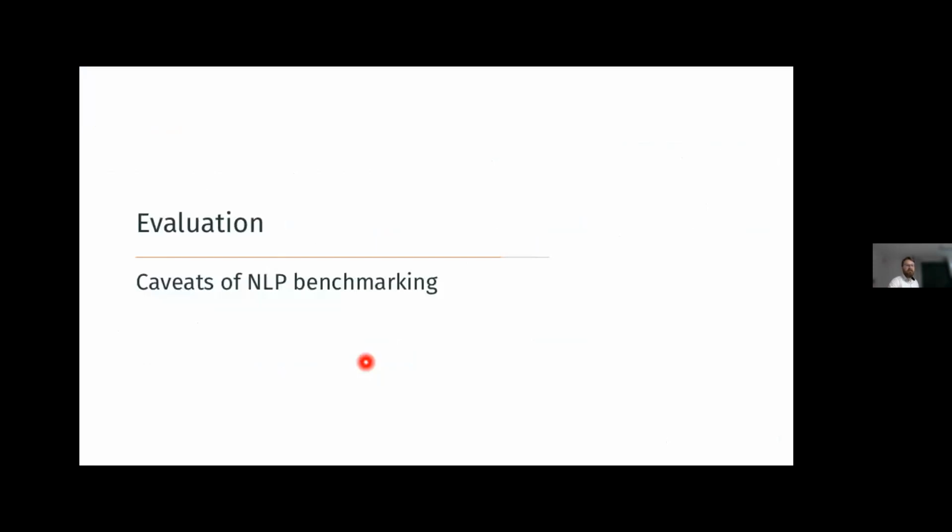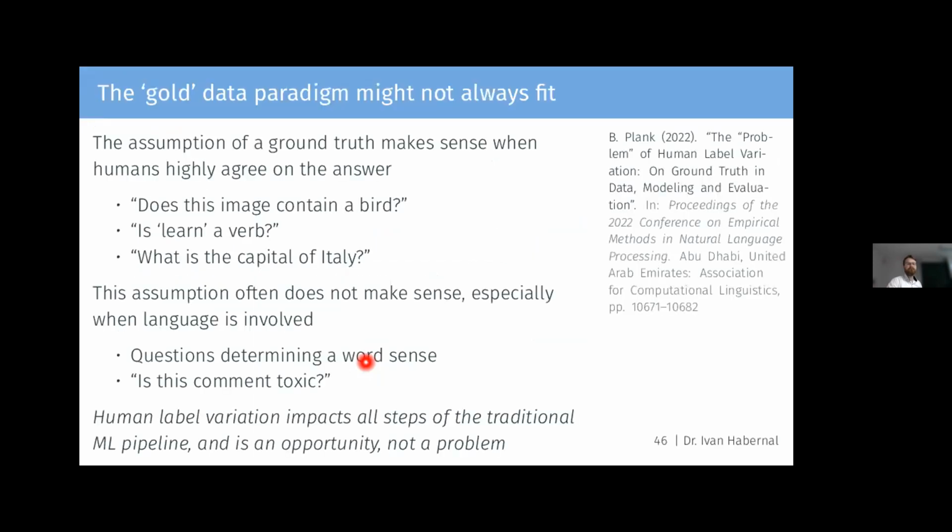So there are some caveats of NLP benchmarking. I listed, I guess, 2 or 3, and then we're done. So we talked about the gold data paradigm. It's easy, we have one ground truth. And it makes sense when humans highly agree on the answer. So if the annotation task would be, does this image contain a bird, or is learn a verb, or what is the capital of Italy? People will agree, and this is easy.